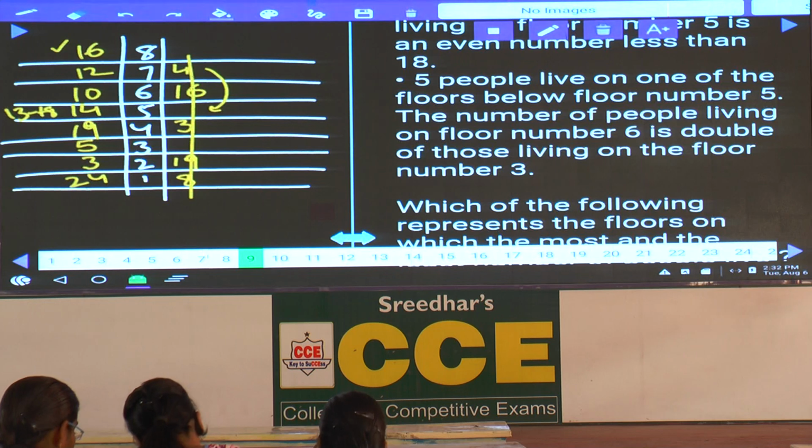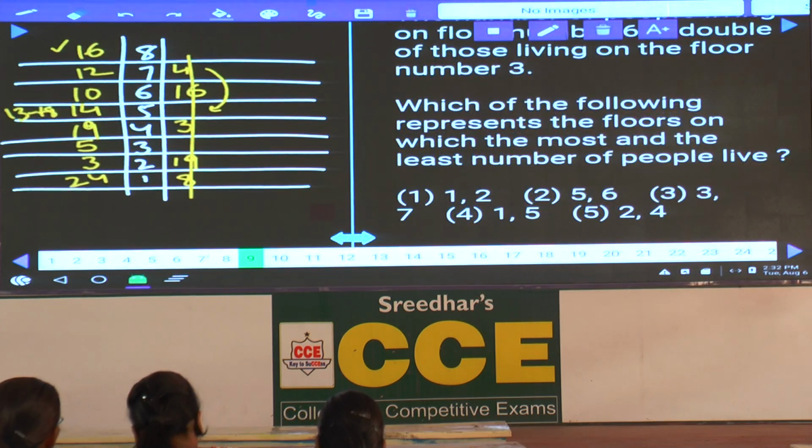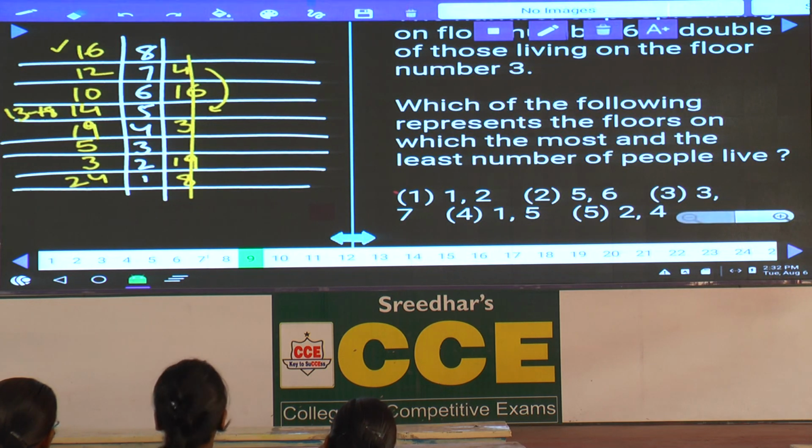Then question number 9. Which of the following represents the floors on which the most and the least number of people live? Most means the maximum, 24 people living on the ground floor, and only 3 on the first floor and 3 people are living on the second floor. It's 24 and 3, that is 1 and 2, choice 1.